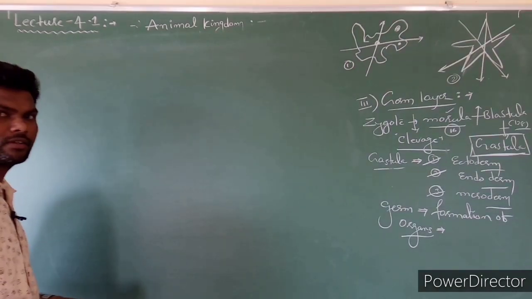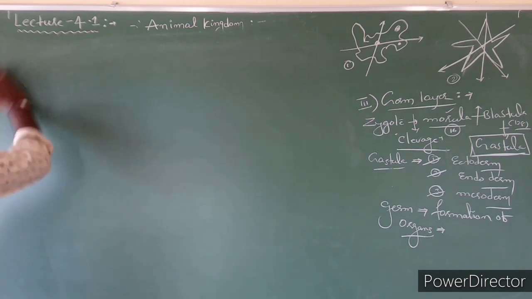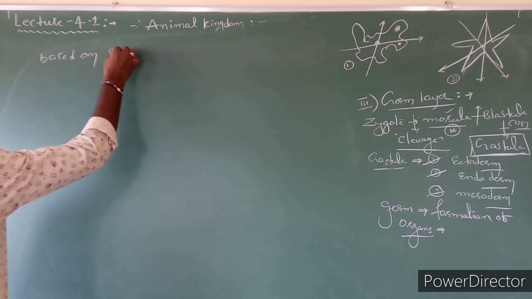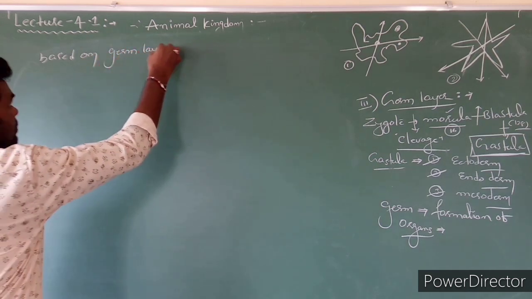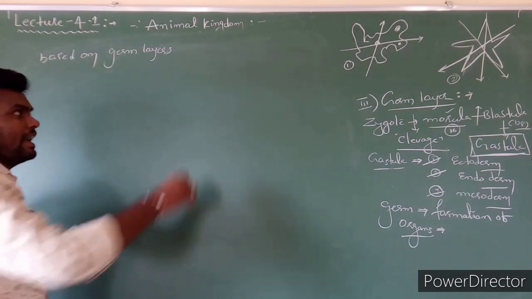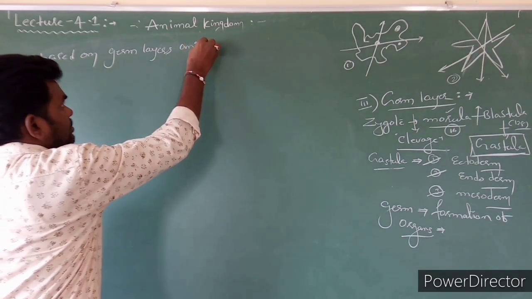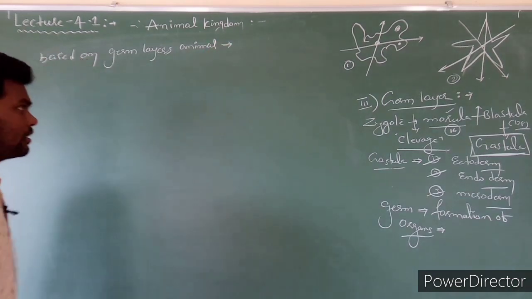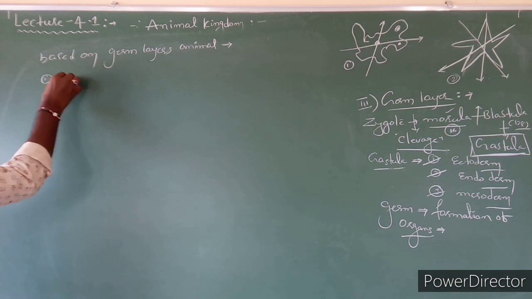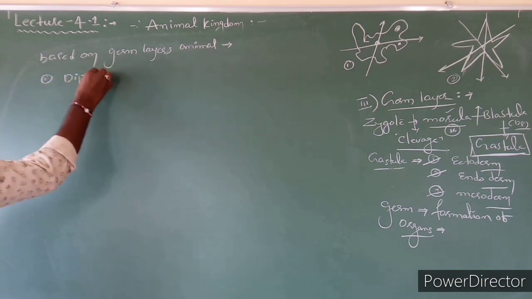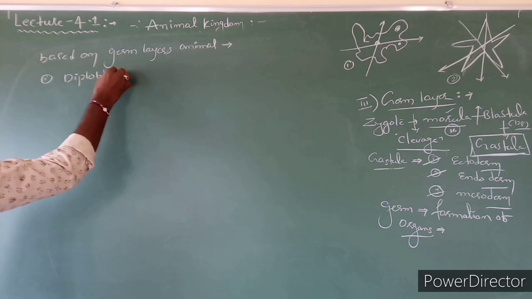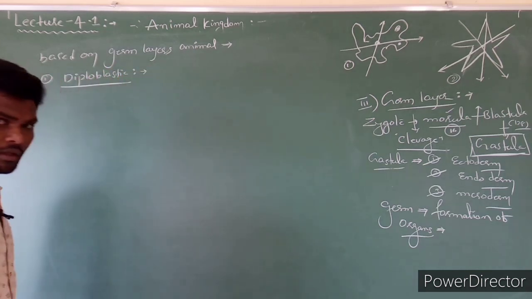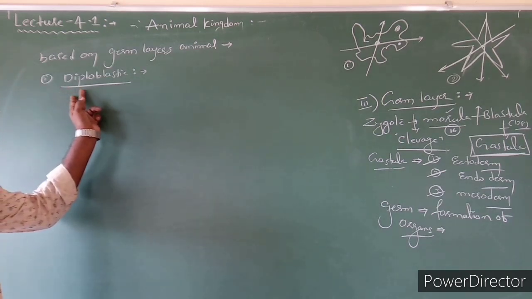Based on germ layers, animals are again divided into two types. The first one is diploblastic. Next one is triploblastic. Simple. The first one, diplo means two.